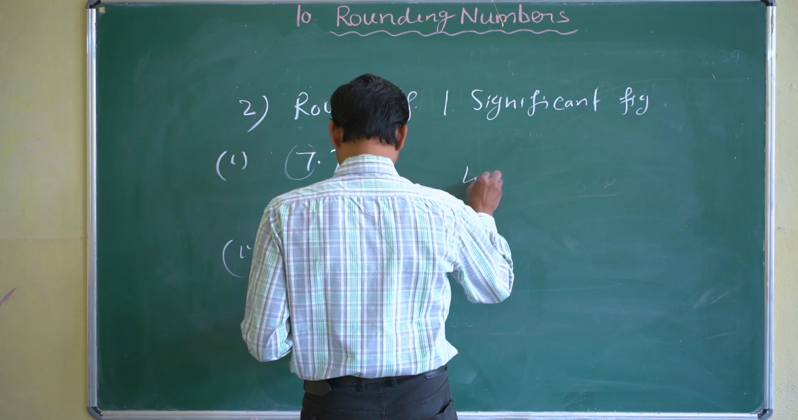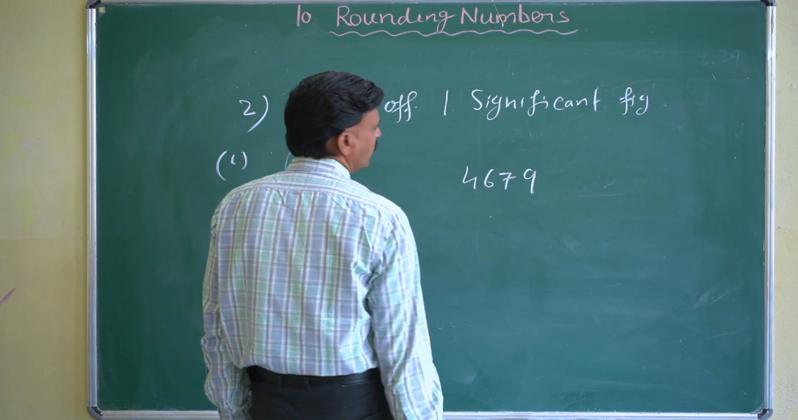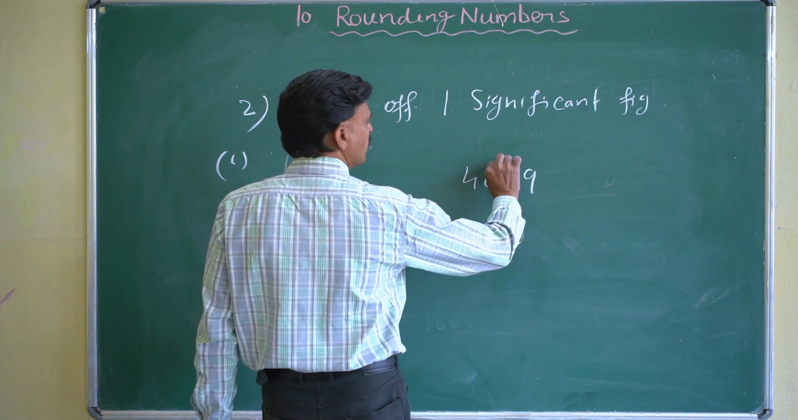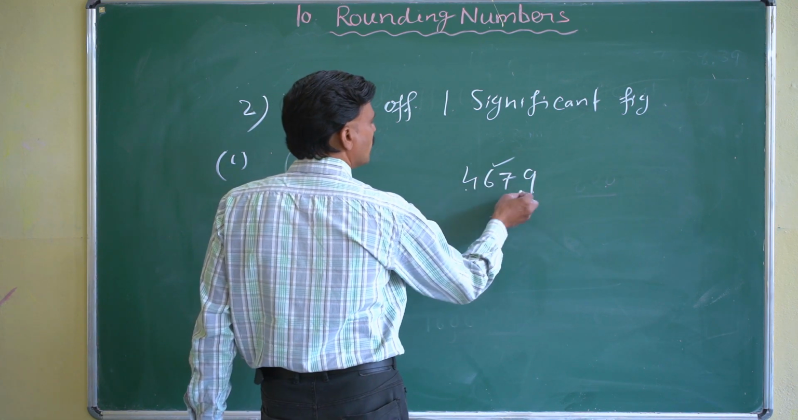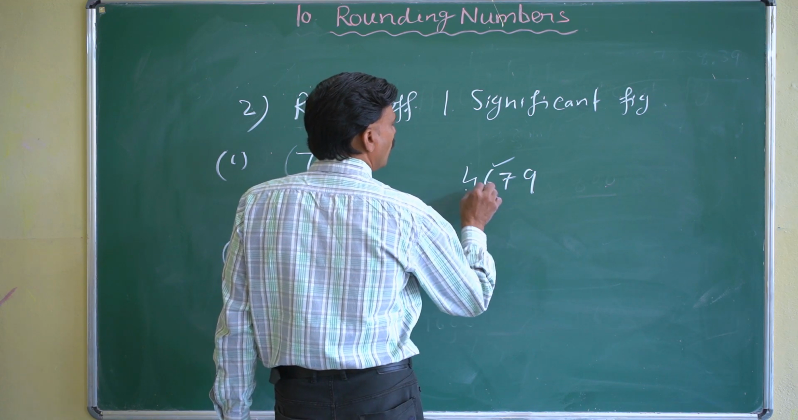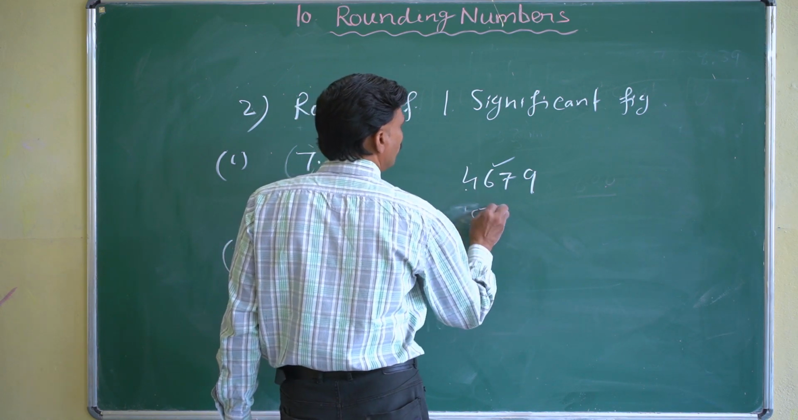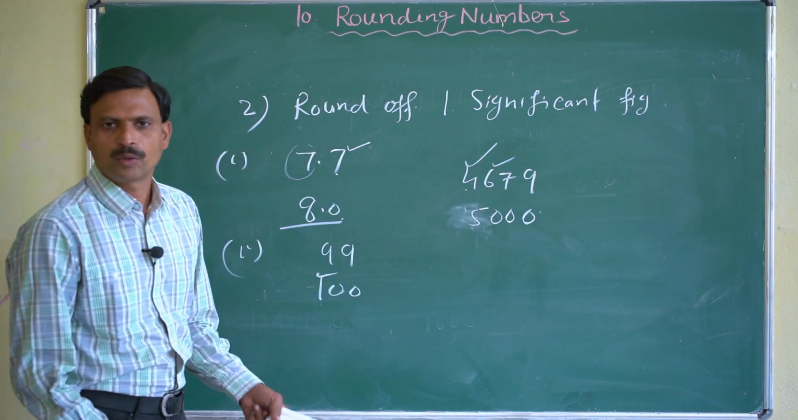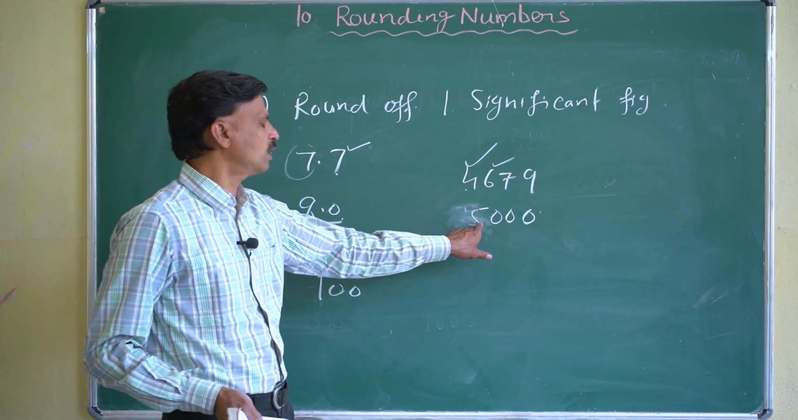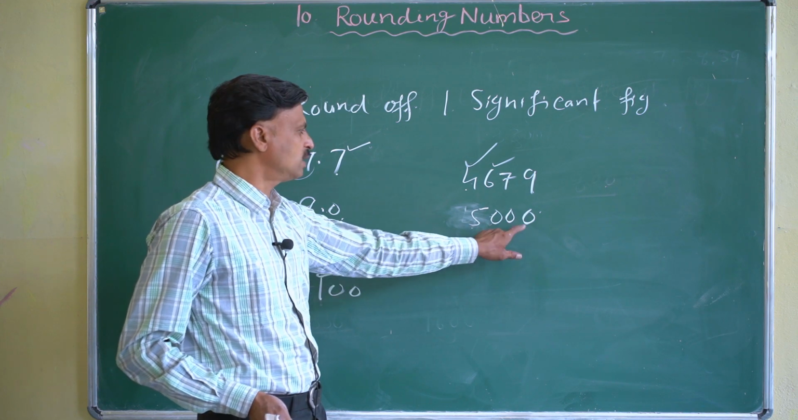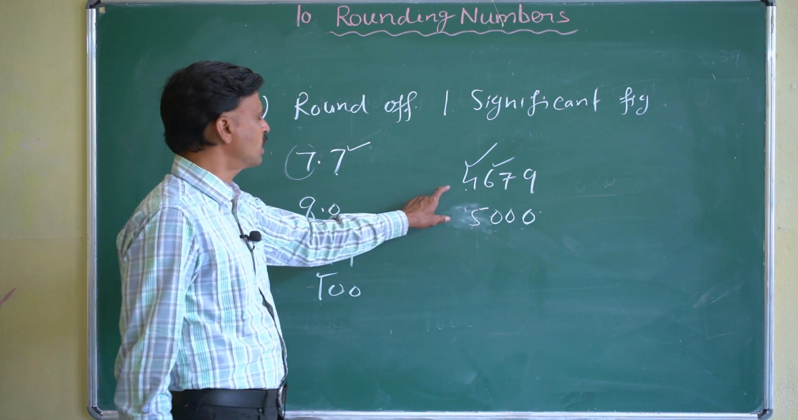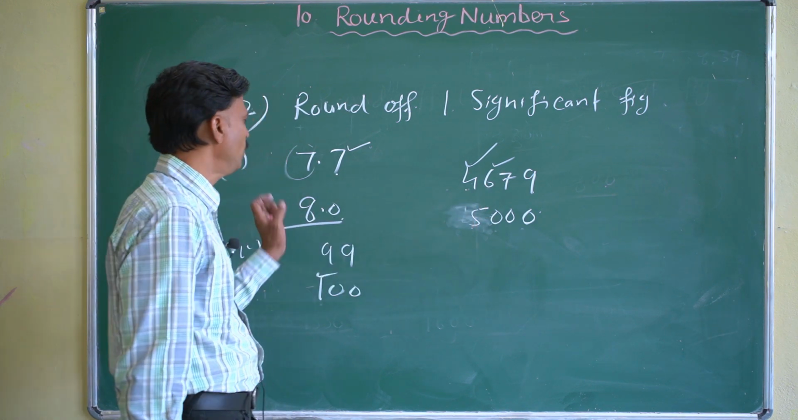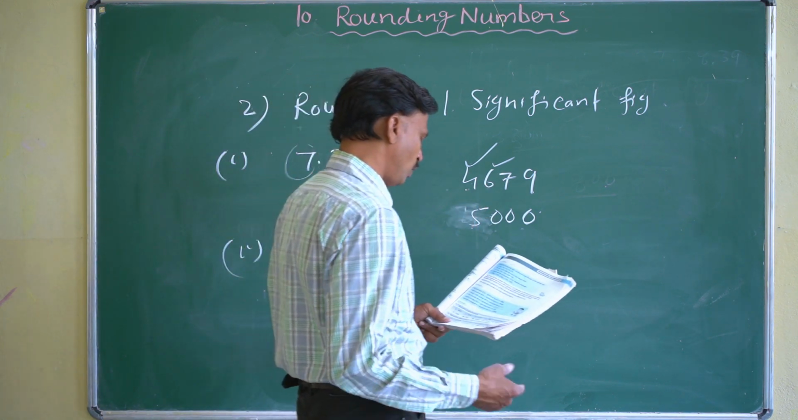Then 4679, one significant figure, means there will be one digit, other digits will be 0. Since the next one is 6, we can write it as 46, so it will be 5 and this will increase by 1, others become 0. So for one significant figure, one digit will be there, other digits become 0. And the rule says that if the next one is 5 or more than 5, we will increase this value by 1.